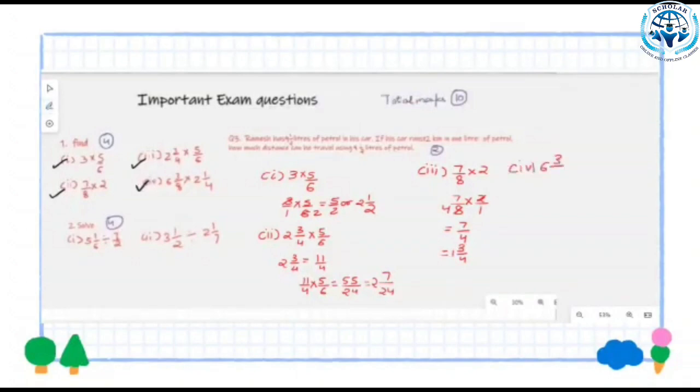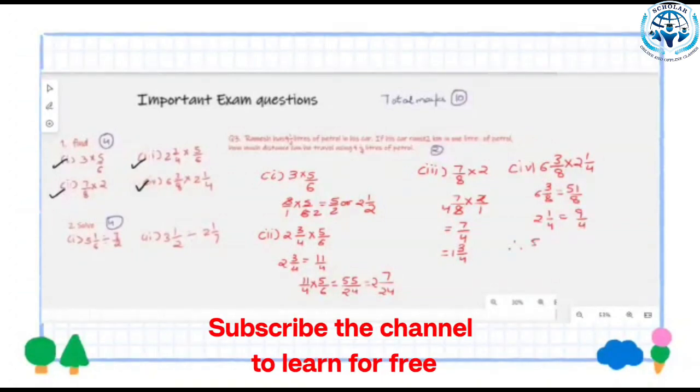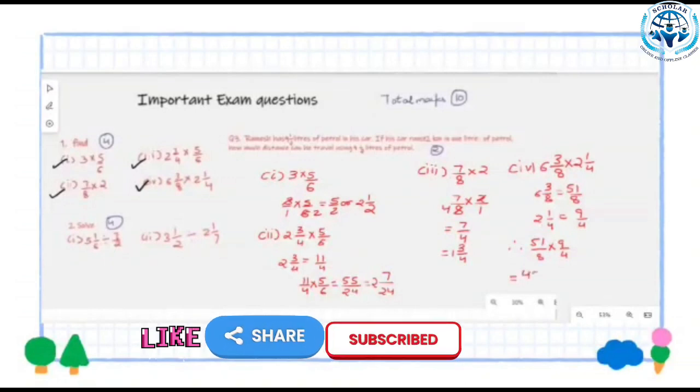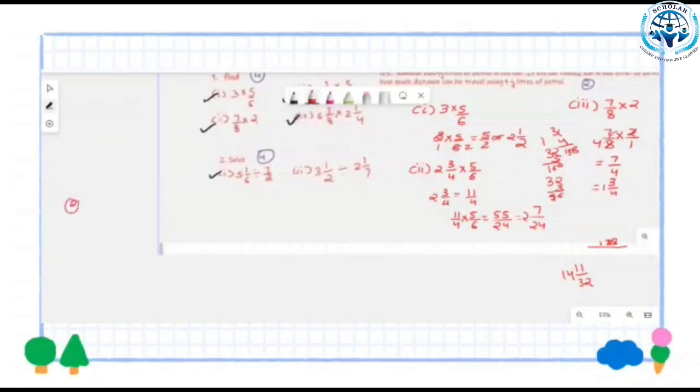Now the last one. 6 3 by 8 into 2 1 by 4. Converting into improper fractions: 51 upon 8. And 2 1 by 4: 4 2s are 8, 8 plus 1 is 9, so 9 by 4. Now multiplying 51 upon 8 into 9 by 4. 51 into 9 is 459, 8 4s are 32. Converting into a mixed fraction again, 14 11 by 32.